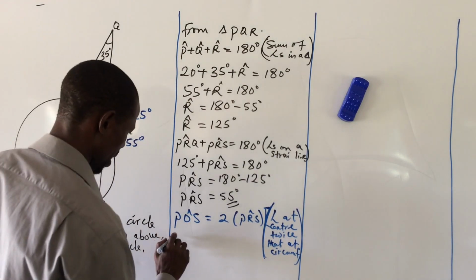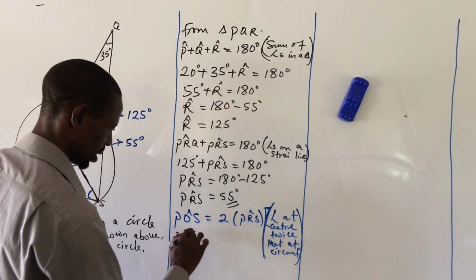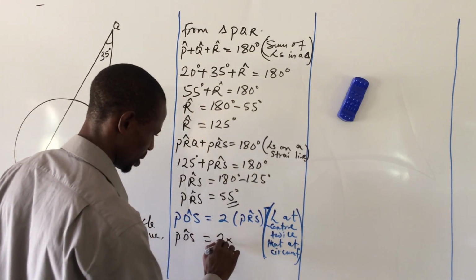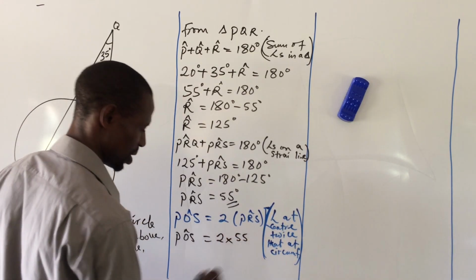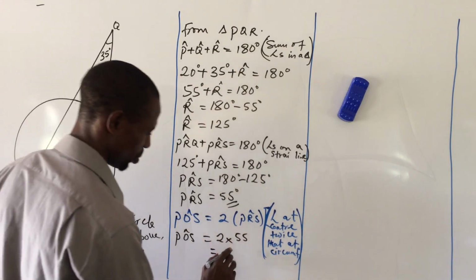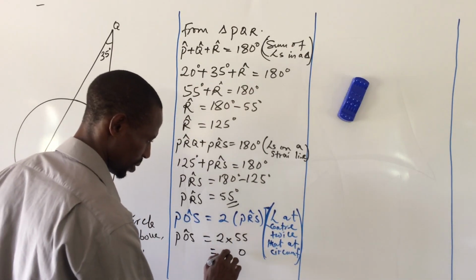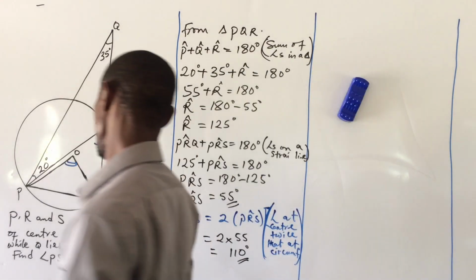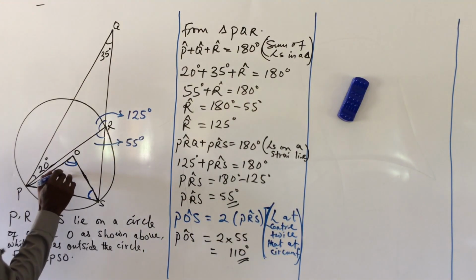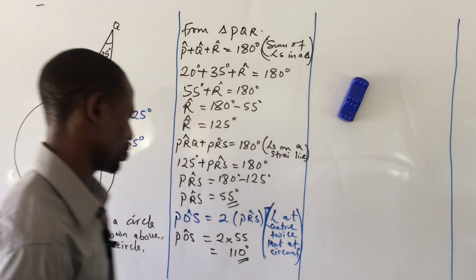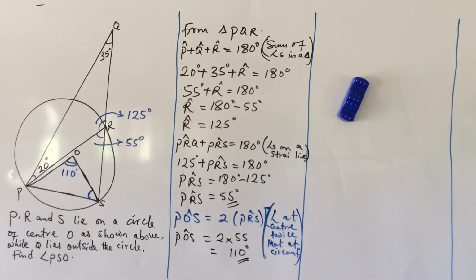So from here, we now have angle POX is equal to 2 times 55 degrees. And so 2 times 55 degrees, we're going to have here 0, and here we have 1. So let's go ahead and put this value here again. We have 110 degrees rather. So we have the 110 degrees.